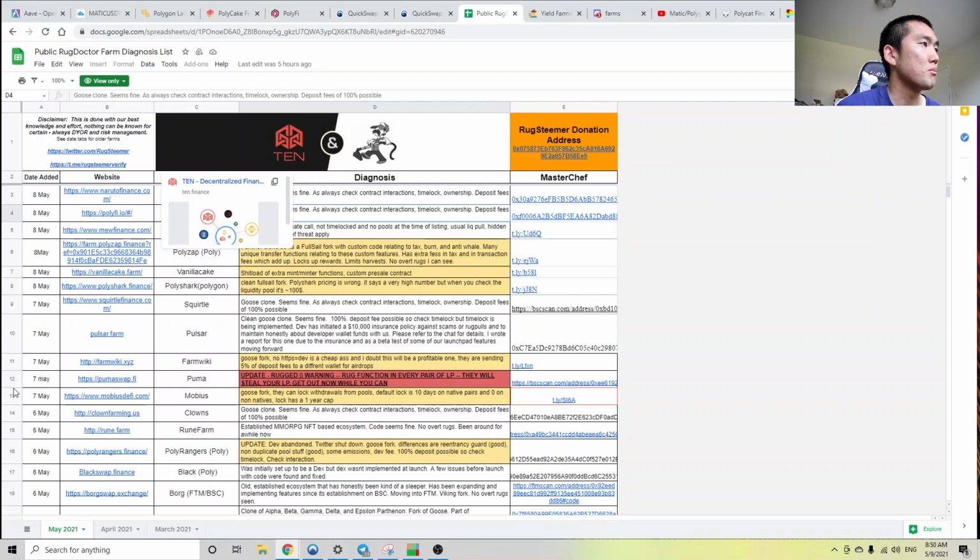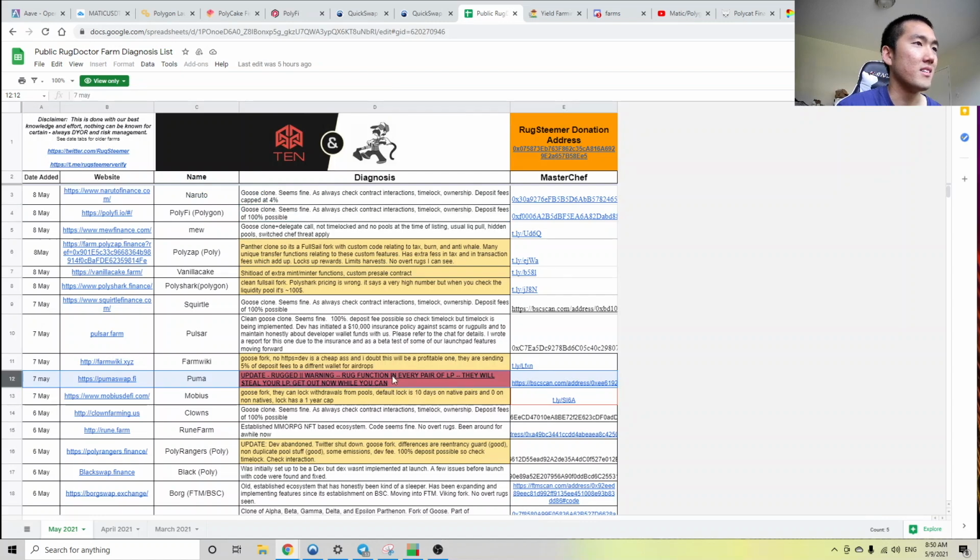So for example, like Puma Swap. Oh, okay. Yeah, this thing rugged. And an hour ago, the Rug Doctor said, this is a rug warning, get out as early as possible. And I guess they just rugged. But PolyFi was listed here before being listed on VFAT. And they said, Goose Clone seems fine. Always check the transactions and whatnot. I'm like, okay, Polycake is a complete shit show. I'm just going to put it on the PolyFi.